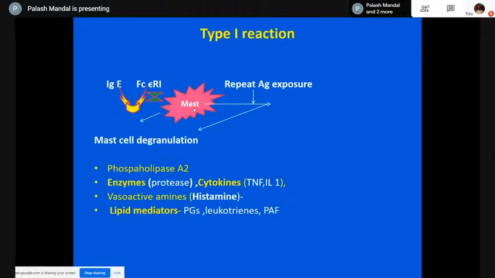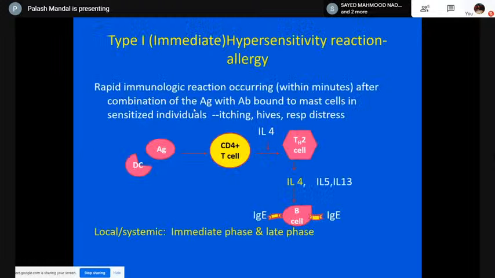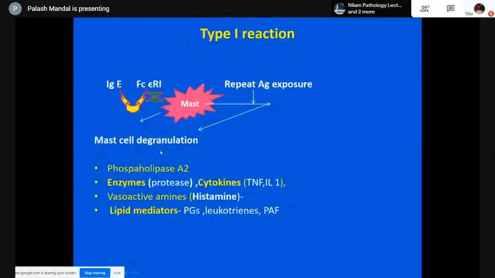Whenever there is a repeat antigenic exposure, the same antigen which was there came again and came in contact with the mast cell, and the mast cell got activated. This activation led to degranulation. That is, my mast cell started releasing granules. Among these are phospholipase A2, enzymes like protease, cytokines like TNF, that is tumor necrosis factor, and interleukin 1, vasoactive amines like histamine, and lipid mediators like prostaglandins, leukotrienes, and platelet activating factor. All these mediators are stored in the mast cells.